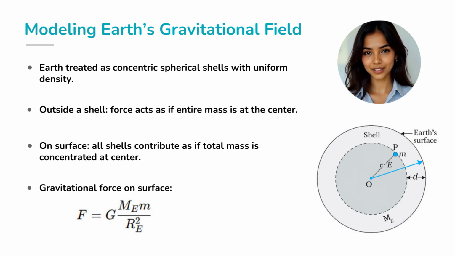Since we are on Earth's surface, outside all the shells, the total gravitational pull is the same as if Earth's entire mass were at its center. That's why our formula g equals G m e over r e squared works perfectly. Isn't it cool that complex layers of Earth behave like a simple point mass from far away?